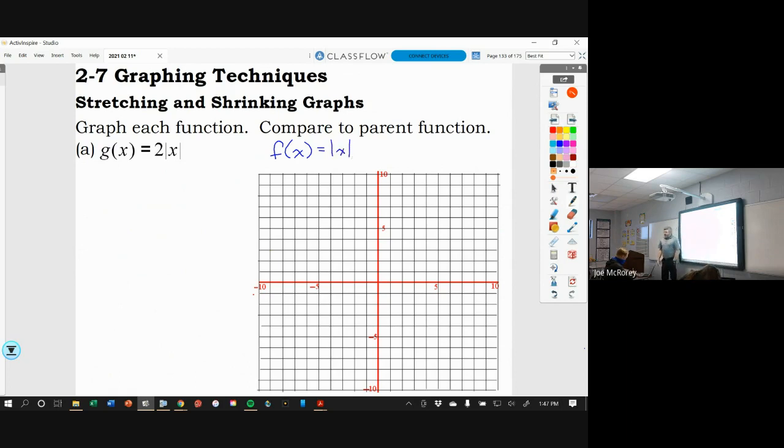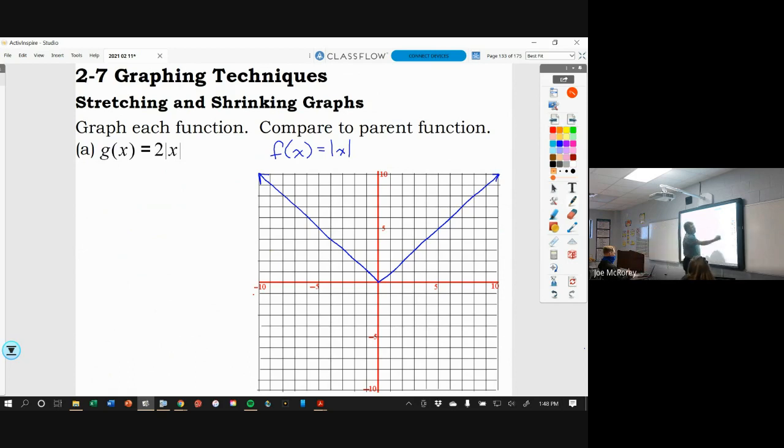So my blue graph is going to represent the parent function, which is the absolute value of x. The absolute value of 0 is 0, absolute value of 1 is 1, absolute value of 2 is 2, and so on and so forth. And if we went in the opposite direction, the absolute value of negative 1 is 1, absolute value of negative 2 is 2. So this is the parent function for the absolute value. Y'all good with that?